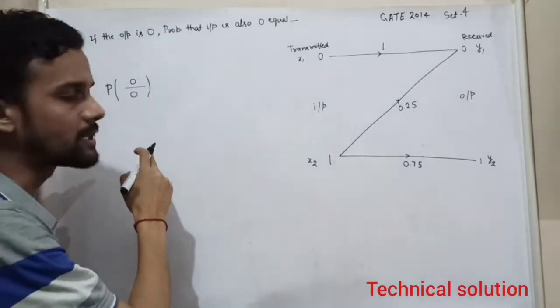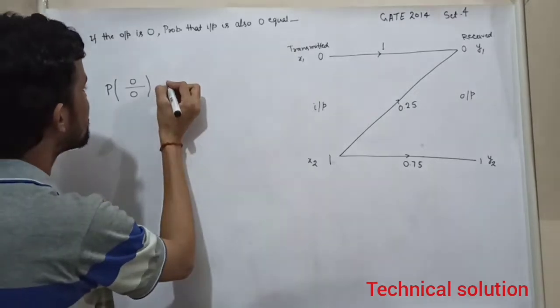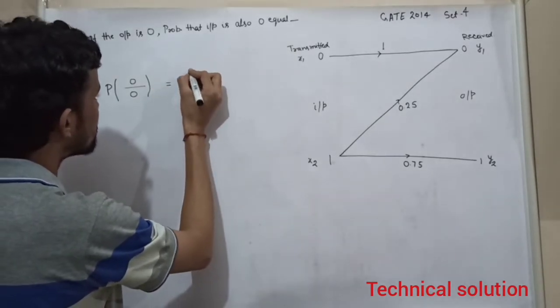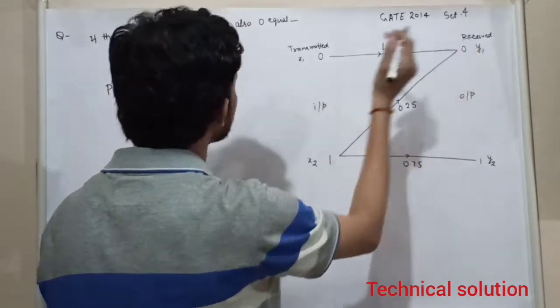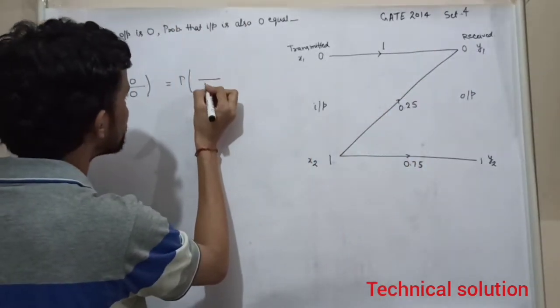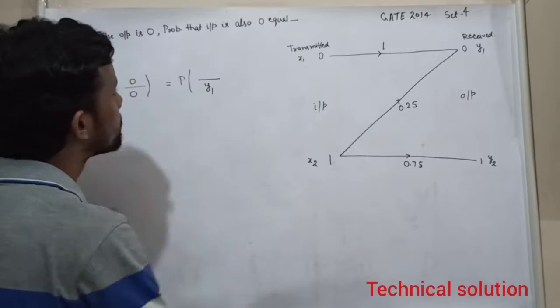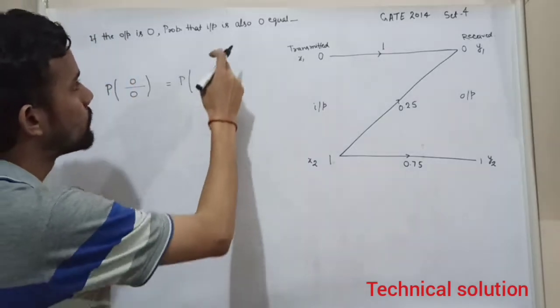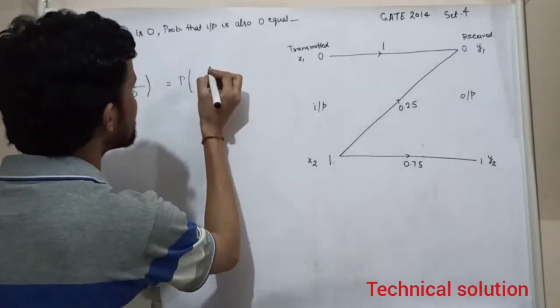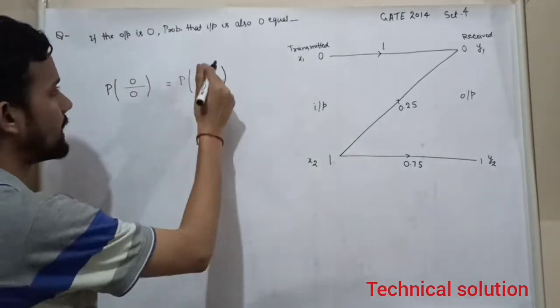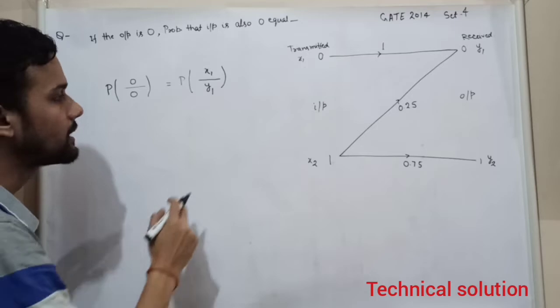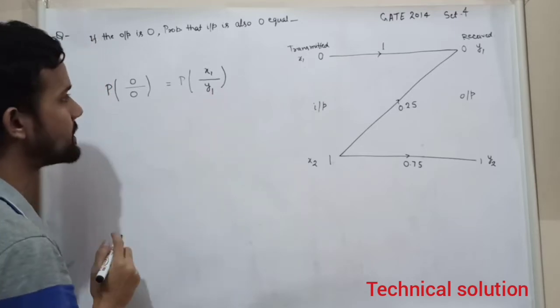If we want to represent it in terms of x and y, then it is written as the probability that output is 0. This 0 is represented by y1. Then the probability that input is also 0. This input is given as x1. This x1 is always the transmitted signal and this y1 is always the received signal.